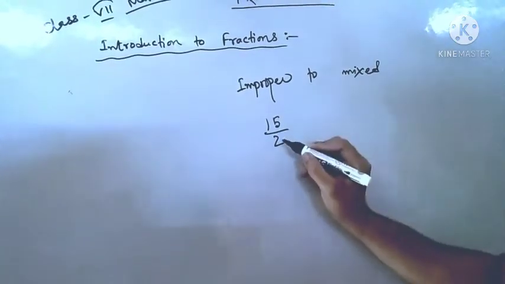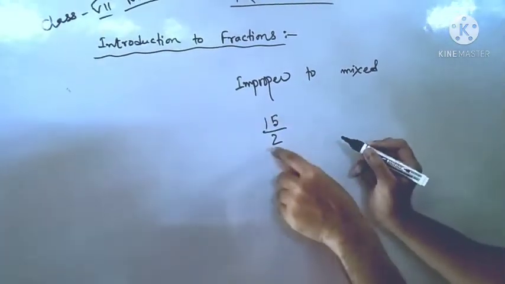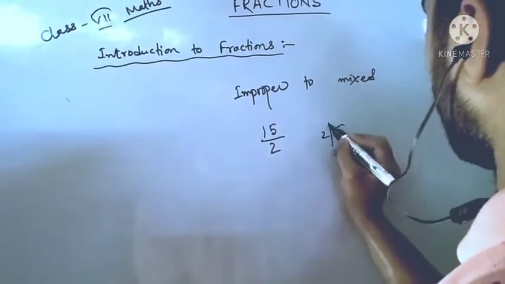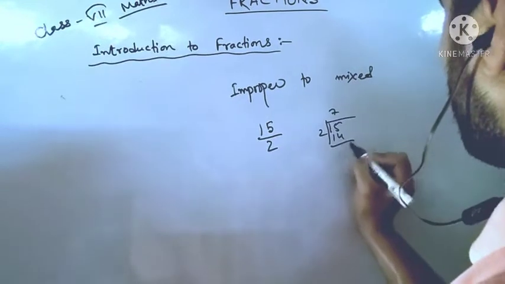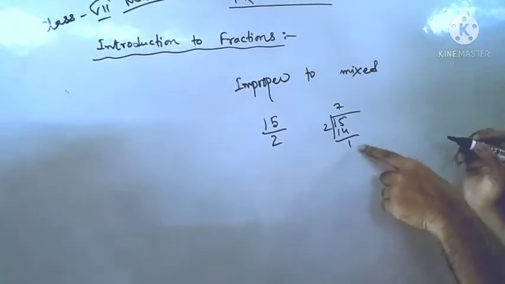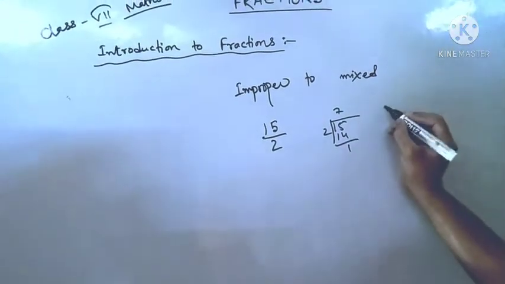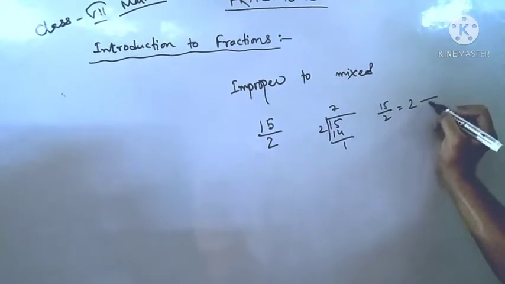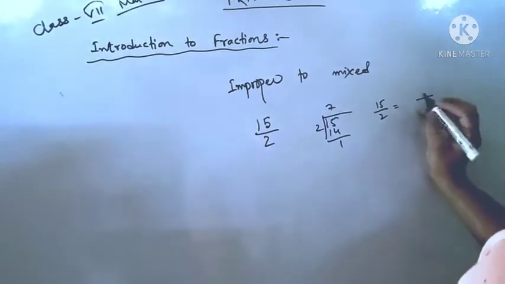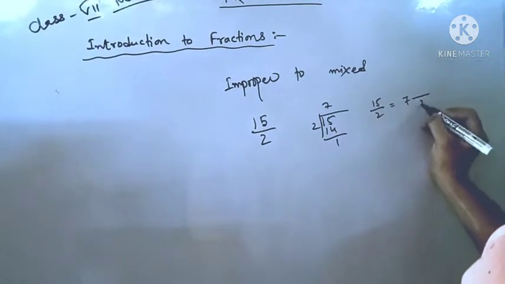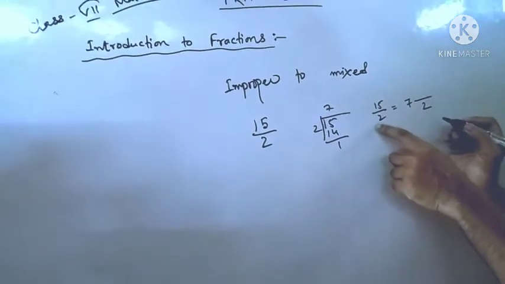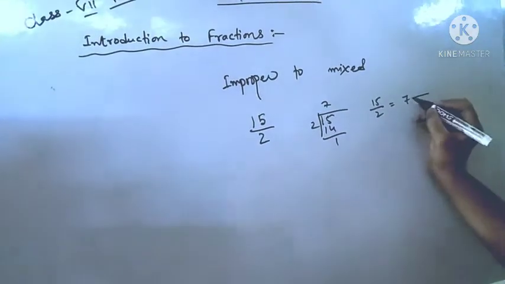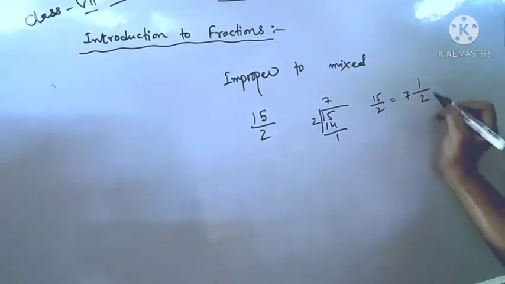Okay, now we write improper to mixed. This is an improper fraction because the numerator is greater than the denominator. So we divide 15 by 2. Here the remainder is 1 and the quotient is 7. So 15 by 2 equals 7 and 1 by 2. The denominator remains the same, and the remainder goes in the upper side.